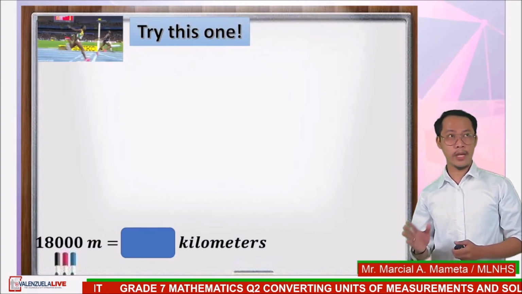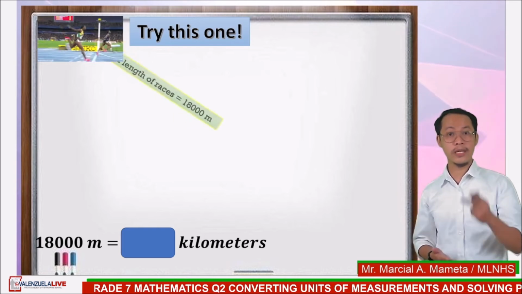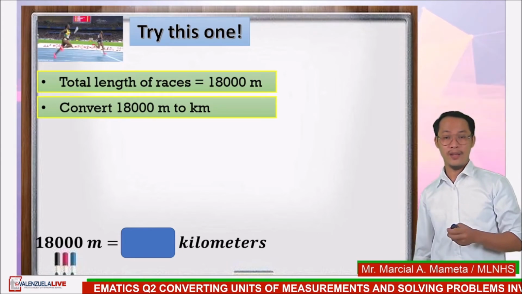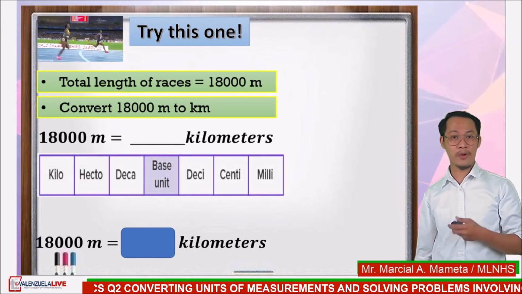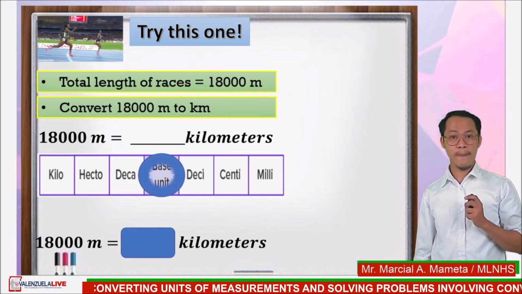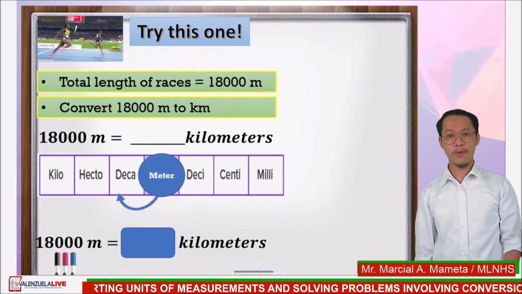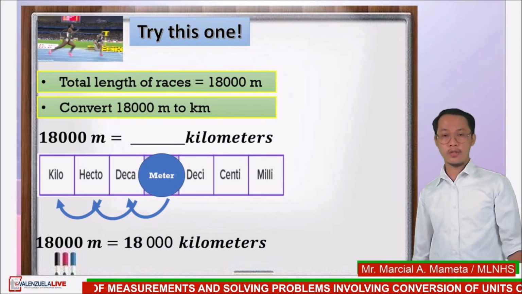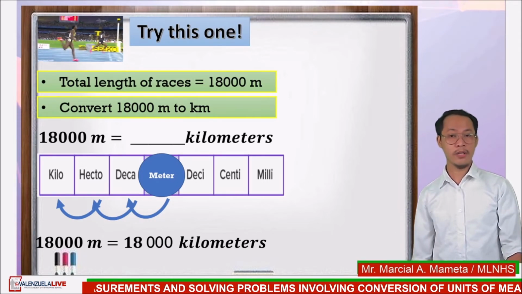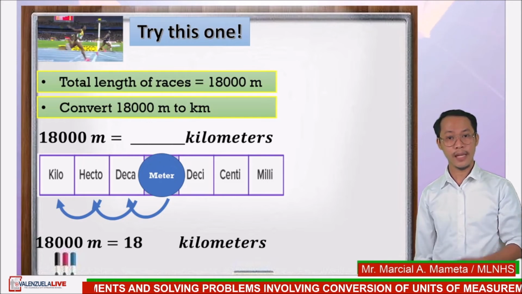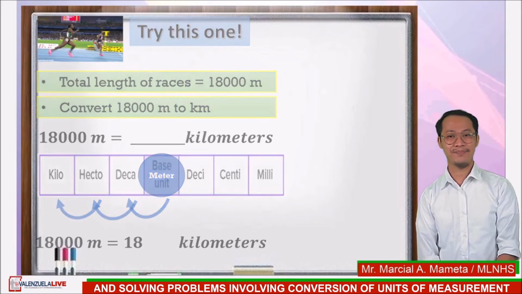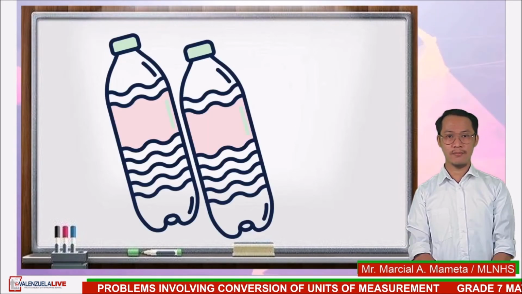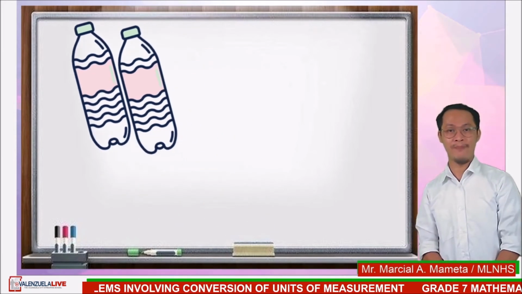Let us try to convert 18,000 meters to kilometers using the conversion line. Again, the total length of races is 18,000 meters. So here is our conversion line with our base unit meter. All we need to do is to move 1, 2, and 3 units going to the left. So therefore, 18,000 meters is equal to 18 kilometers. The runner would run 18 kilometers. Let us proceed to our next problem.